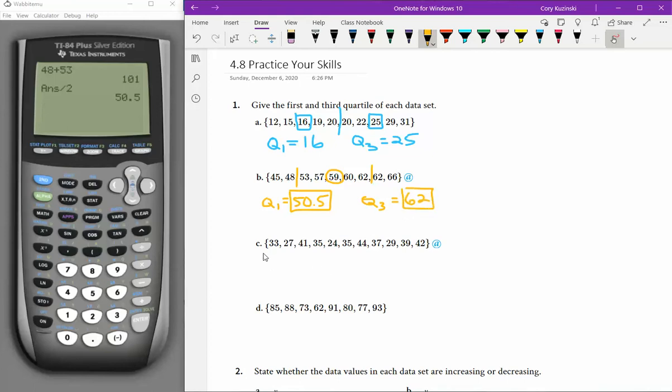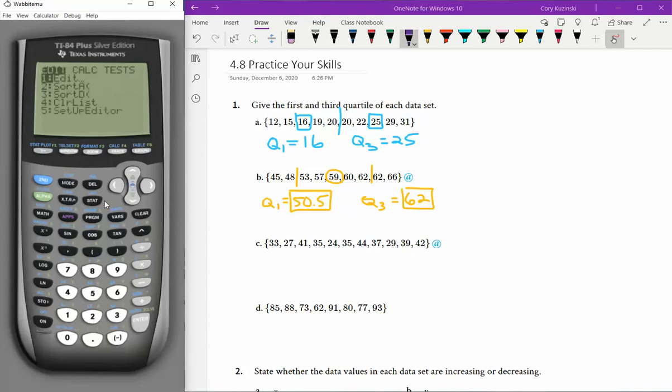All right, then we get to C, and the numbers are not listed in order, so I think what I'll do is use a shortcut. I would have to put those in order to do what we just did on A and B, but I think I'll put them all into a list: 33, 27, 41, 35, 24, 35 again, 44, 37, 29, 39, and 42.